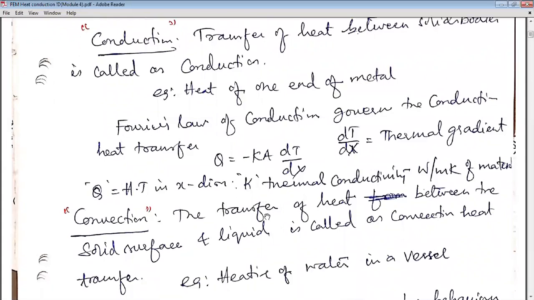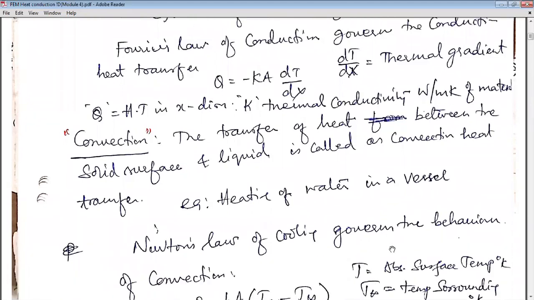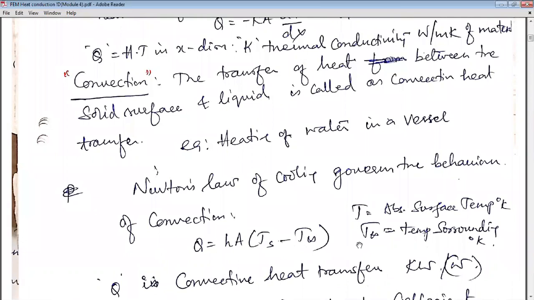To understand the other modes of heat transfer, let me briefly go through what they are. Transfer of heat between a solid surface and a fluid is called convection heat transfer. It is another very important mode of heat transfer that you will observe in fluids. A simple example you can cite is heating of water in a vessel. The law that governs convection heat transfer is Newton's law of cooling. So the equation is as shown.